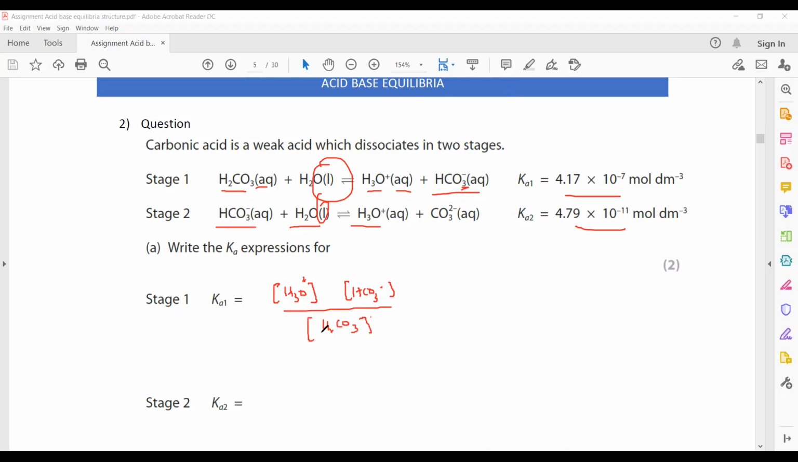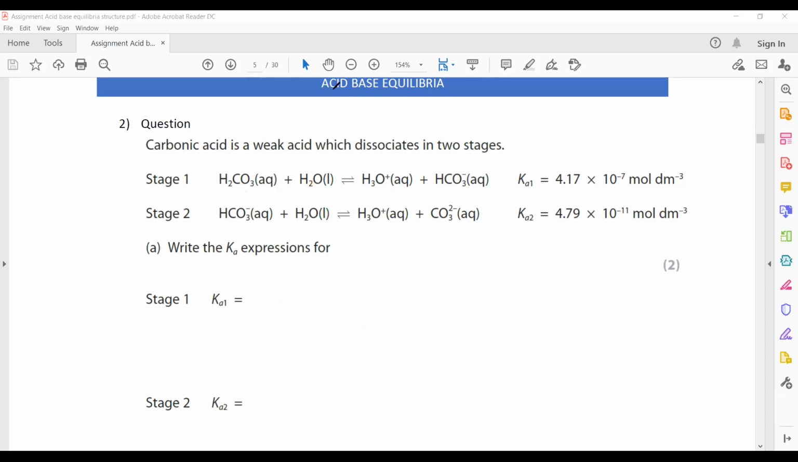H2CO3. And for the second one, when we write, again water is in a liquid state, so H3O+, CO3 2- divided by HCO3- with the concentration, but we do not include water. Why? Because the water is in a liquid state, and in heterogeneous equilibria we are not including the substance in a liquid state, only a liquid or a solid state. Aqueous state we are including, or gaseous state we include.